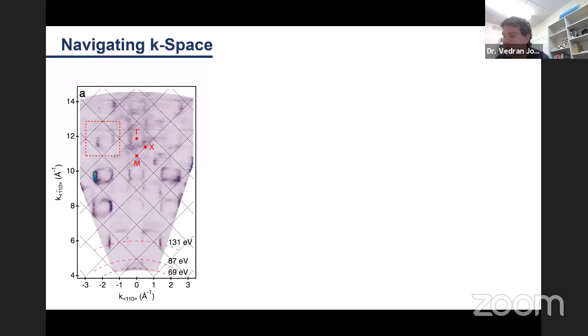So to identify the high symmetry planes within the complex 3D band structure, we employed photon energy dependent ARPES. So this is the experimental surface along the 001 plane, compiled from ARPES measurements in the range of 60 to 800 eV. And then you have the projection of the 3D Brillouin zone marked in black, and the non-primitive Brillouin zone is marked in red.